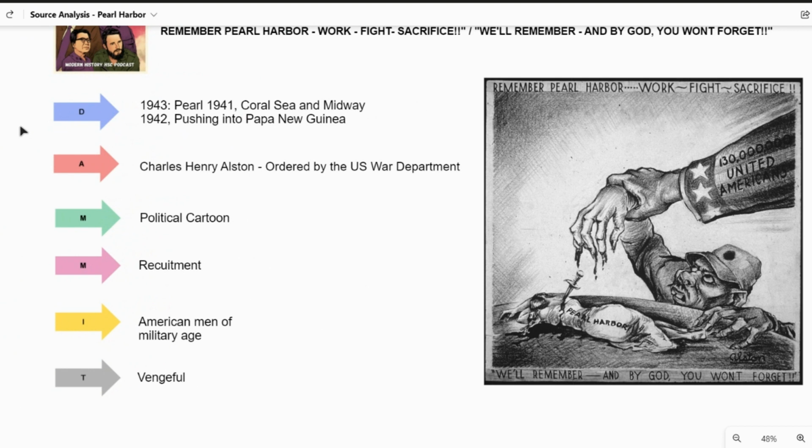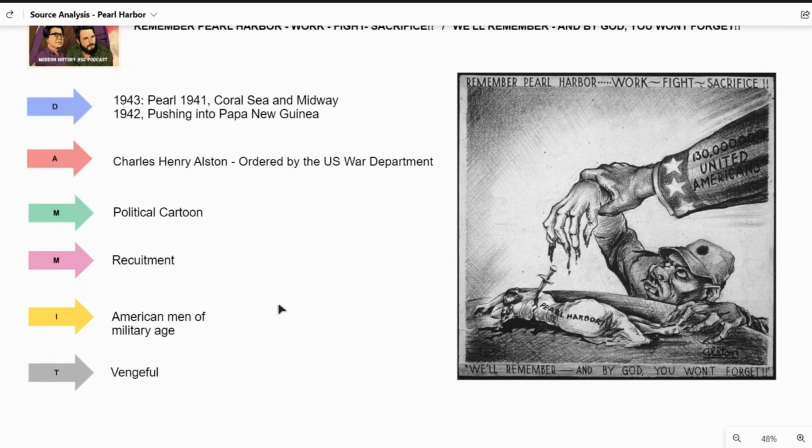So DAMIT is an acronym that I came across a few years ago at one of those HSC study days, which are really good to go to, where you can just follow the acronym of D, what is the date, A, who is the author, M, what is the material? So, what's the actual physical thing that we're looking at? Second M, what is the motive? I, what is or who is the intended audience? And T, what is the tone of the source?